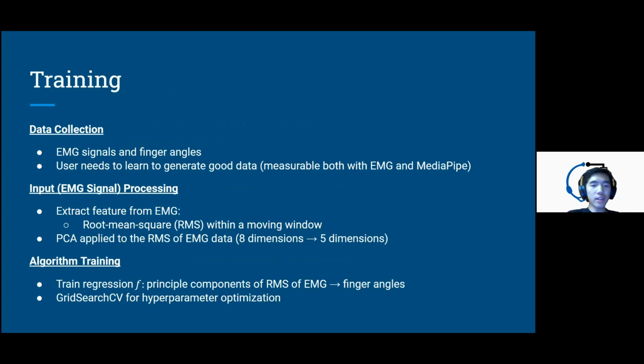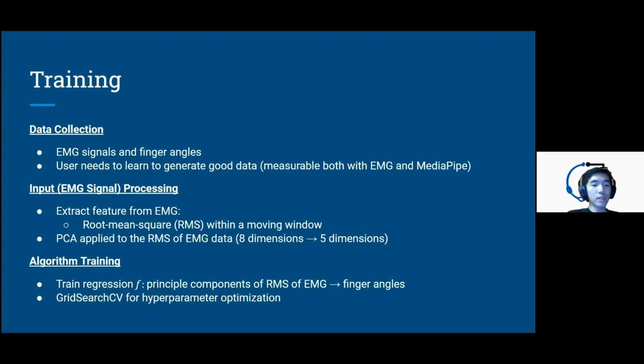First, EMG and finger angle data were collected with the Myo armband and laptop webcam, respectively. During the data collection stage, an important detail is to note how the user collected the data. The user needs to contract their fingers in such a way that they're mostly using the muscles in their forearm. This ensures that the highest quality EMG data is collected.